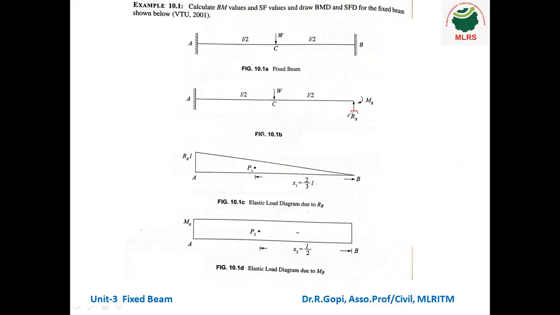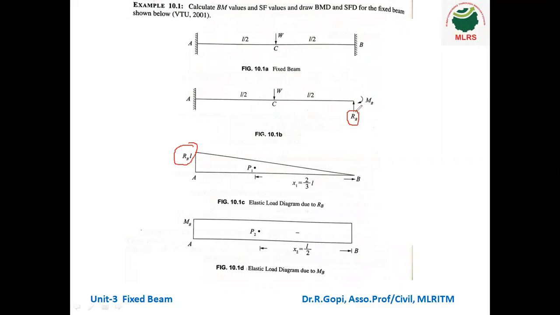First, I apply only RB. We have to apply them one by one. Now, what is the moment value? It is RB into L. So this is the bending moment diagram, RB into L. What is the corresponding distance, the eccentricity? Since it is a triangle, it is 2/3 of L. If a point load is acting, the bending moment diagram is a triangle. So 2/3 of L from the edge. Okay, so this is the bending moment diagram for RB.